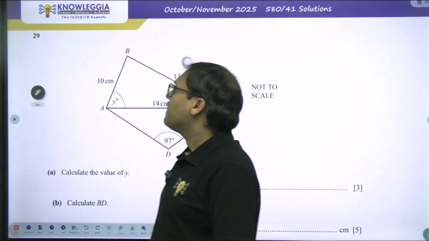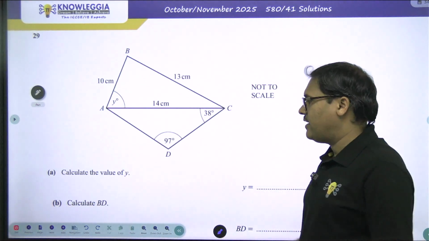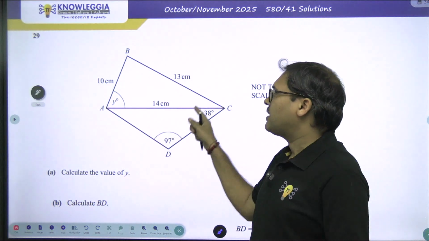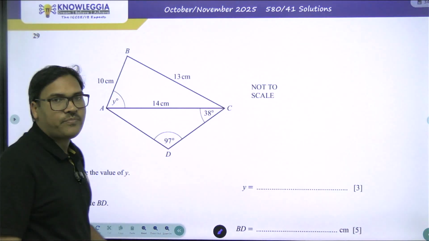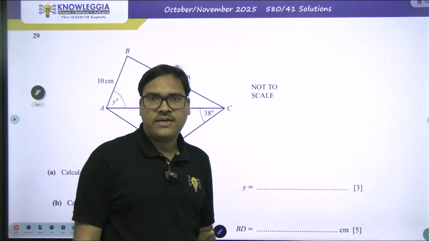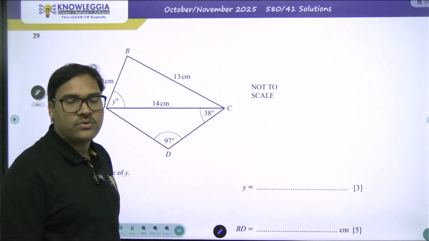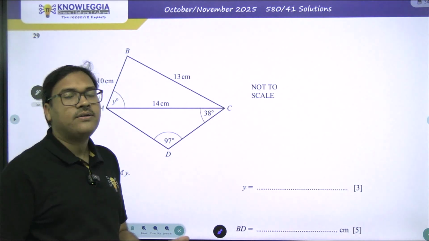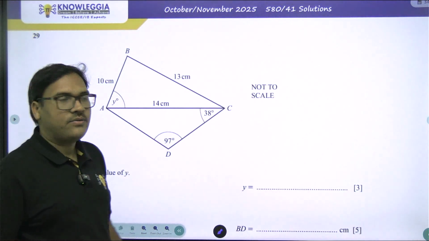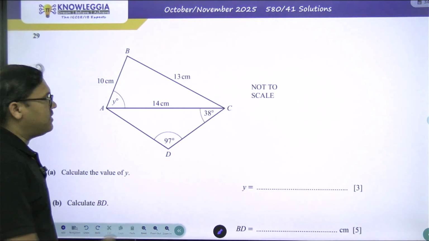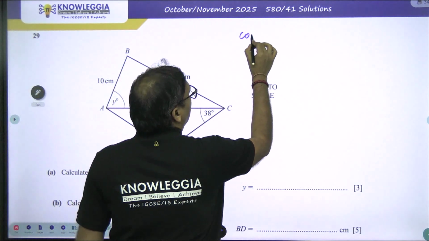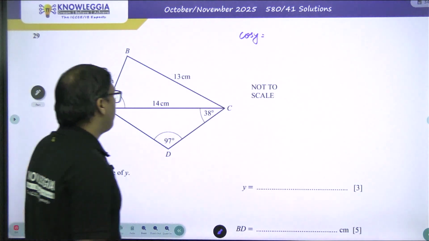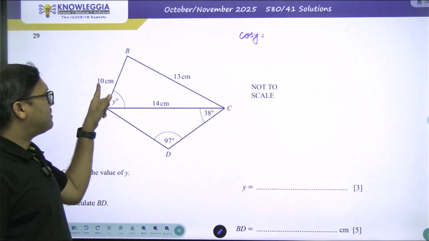Okay. Now the next question, calculate the value of y. In this triangle, you have to calculate the value of y. So to find this angle, always remember, whenever you have a triangle whose all the sides are given to you, you can use the cosine rule to find the angle of the triangle. You can find this y by using the cosine rule. So let's write this here. What is this? Cos y is equal to, what are the adjacent sides? This 10 and 14.